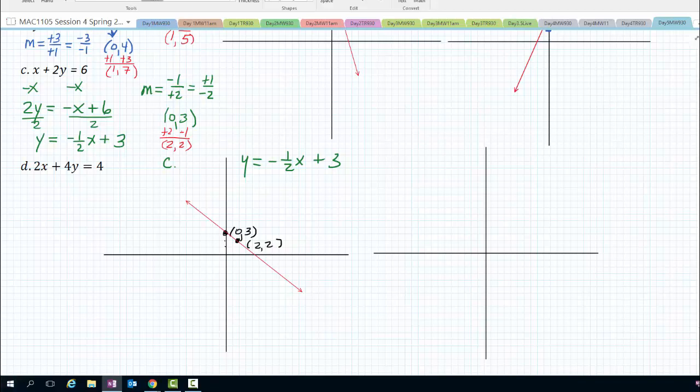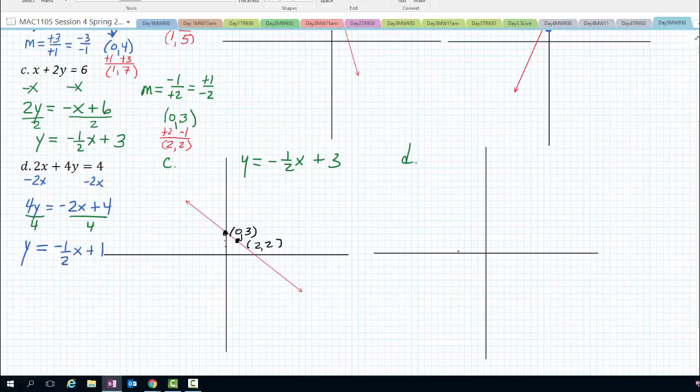Okay, let's do part D. So for part D, we have to get y by itself. What would I do first? Okay, so we're going to subtract 2x, the x term, over to the other side. So that's going to give us 4y equals negative 2x plus 4. And then what? Yeah, you have to divide by 4. So if we divide by 4 on every term, right, that's going to be y equals negative 2/4, which reduces to negative 1/2, x plus 1.